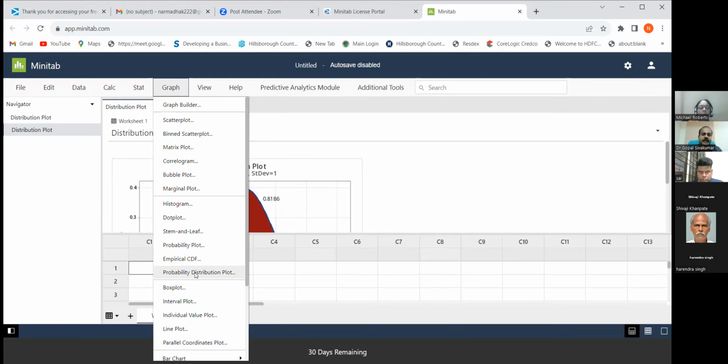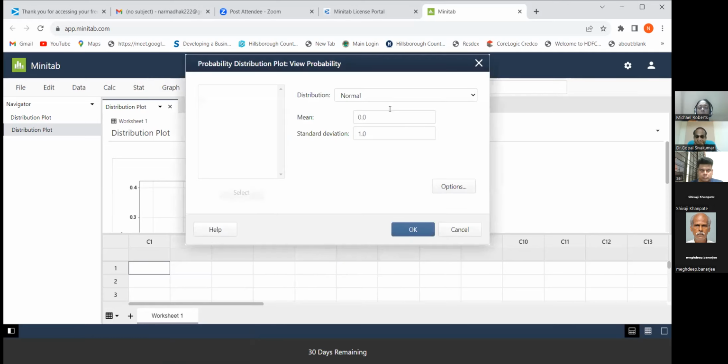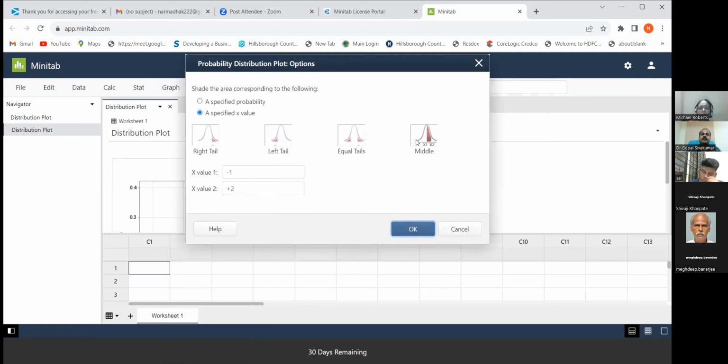Yes, madam, please. Graph, probability distribution plot, view probability. Okay. Now for the real problem, mean is 80, standard deviation is 2. Options, middle, probability between 2 values. And now what are the 2 values I told you? 79 and 81.5. Very good.